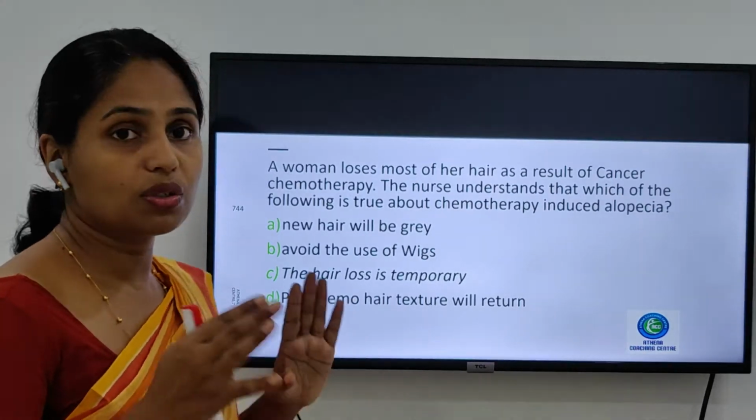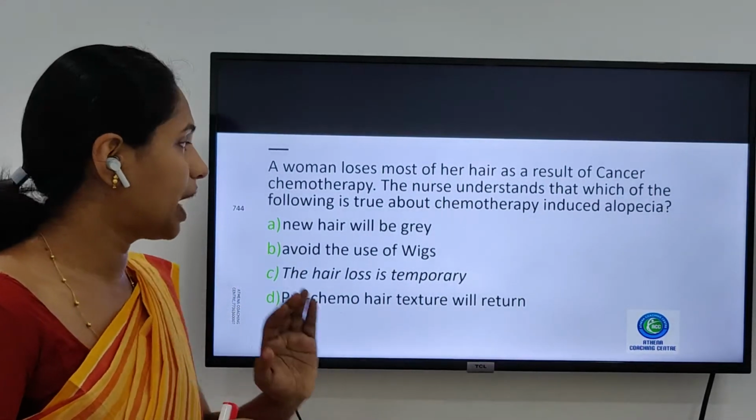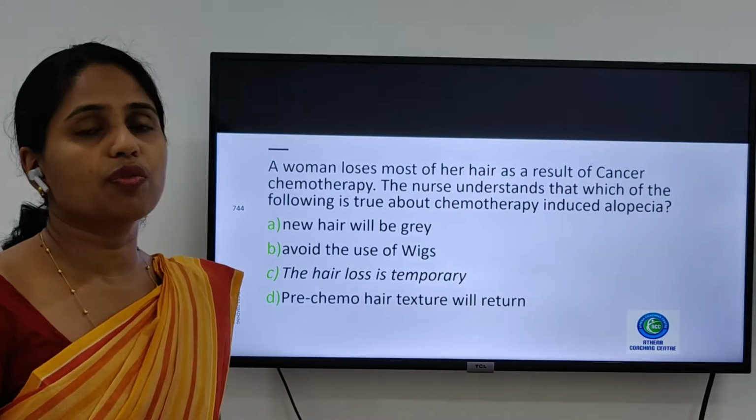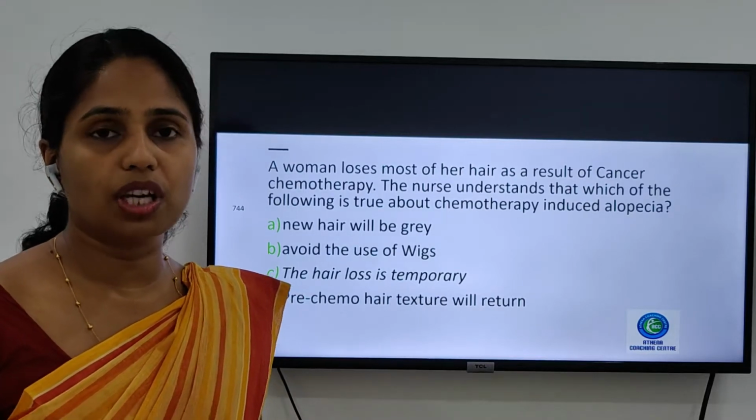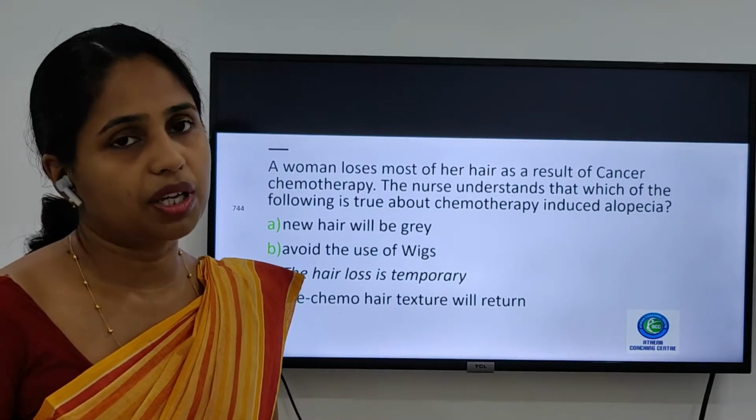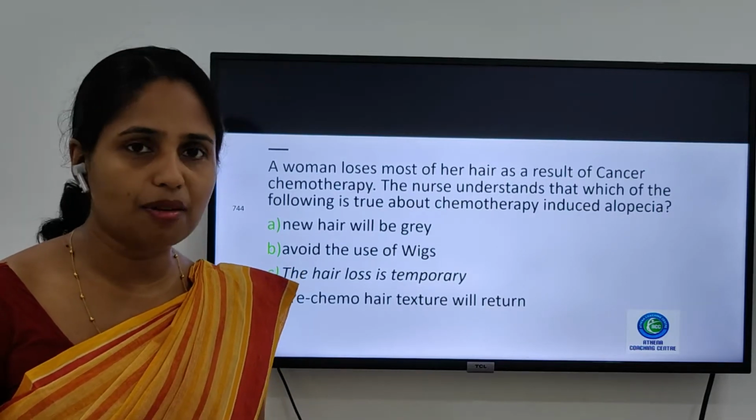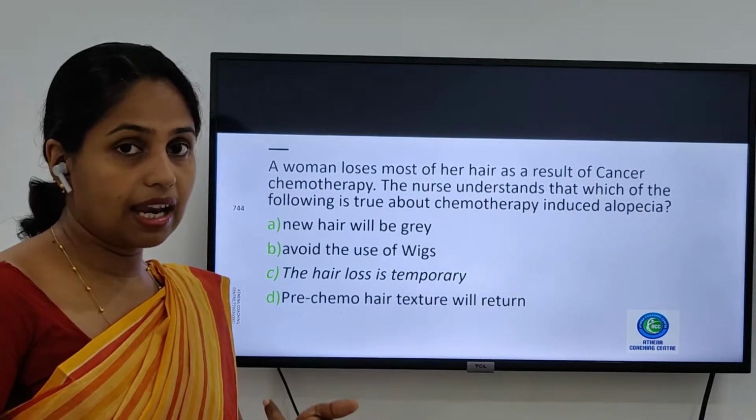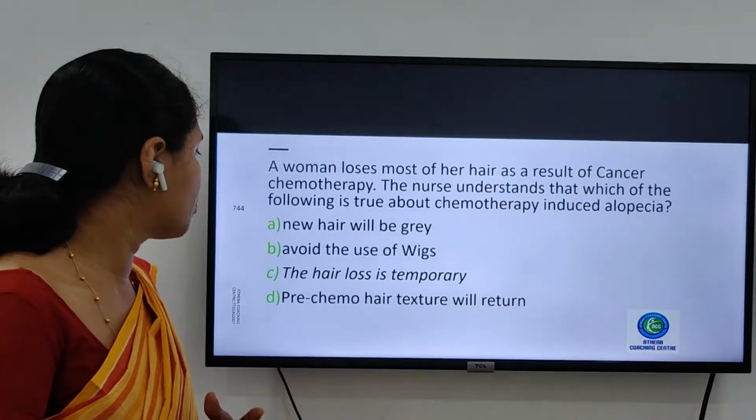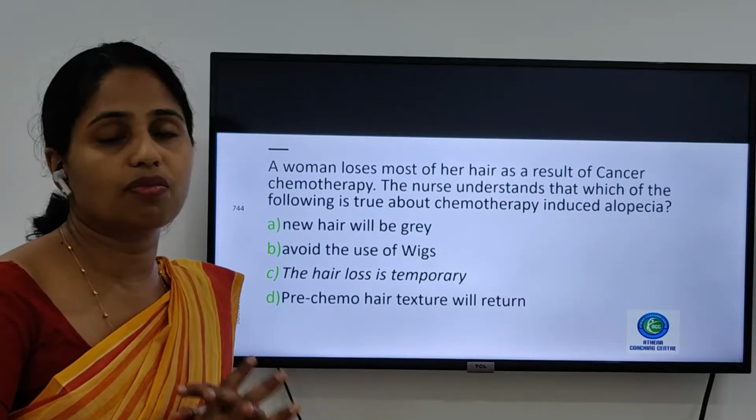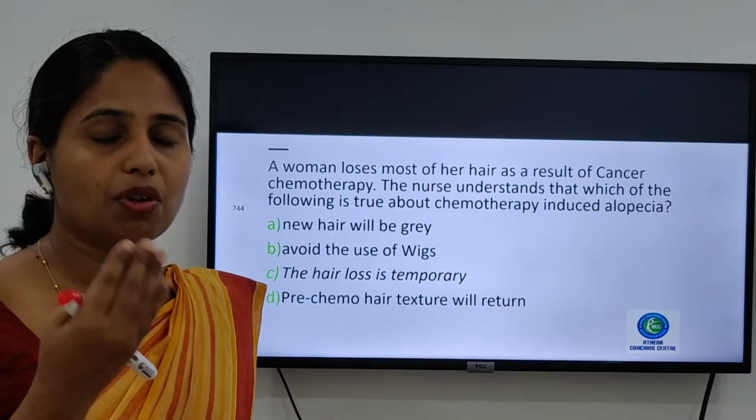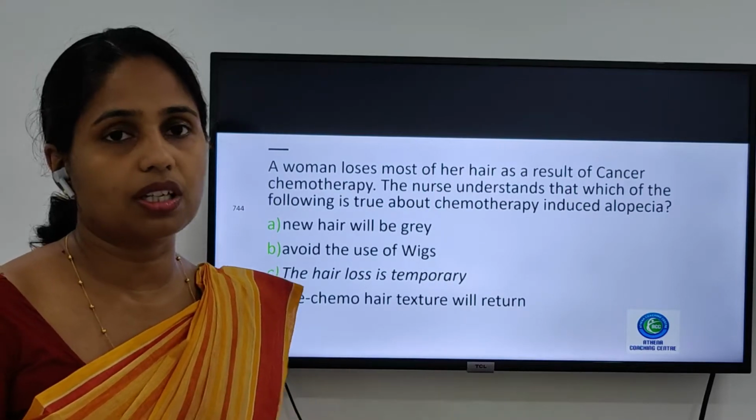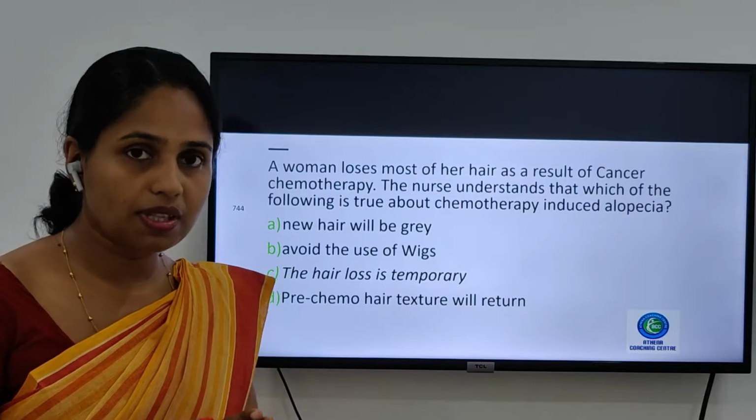So we will read the entire options. The first option is new hair will be grey. It is completely wrong. You can remove that. And avoid the use of wig: in order to gain a normal body image, the patient needs to wear a wig. Otherwise, without a wig the patient will be badly disturbed. Avoiding the use of wig is wrong. So you can eliminate A and B, and the third we already said. The fourth is pre-chemo hair texture will return. There is no surety like that; we cannot give a complete surety regarding this. So the correct answer for this question is C.